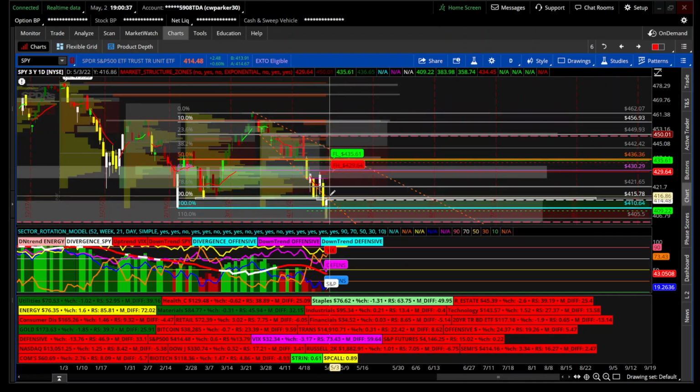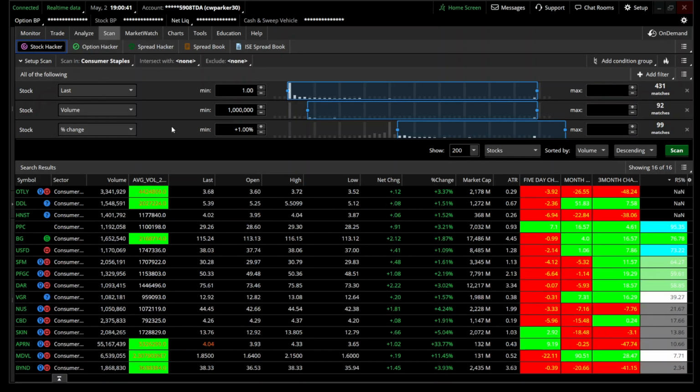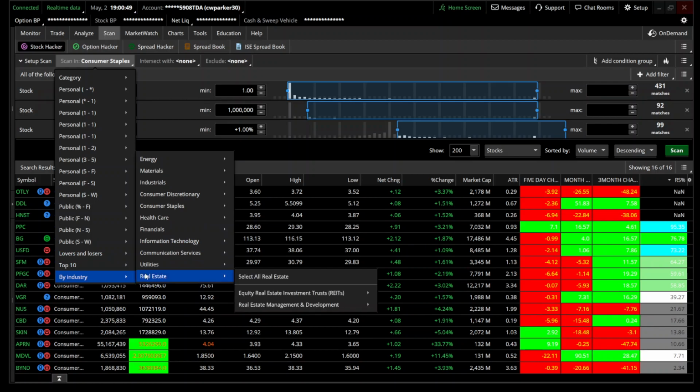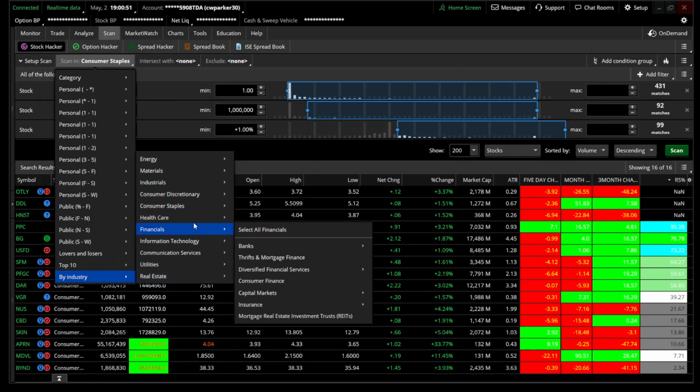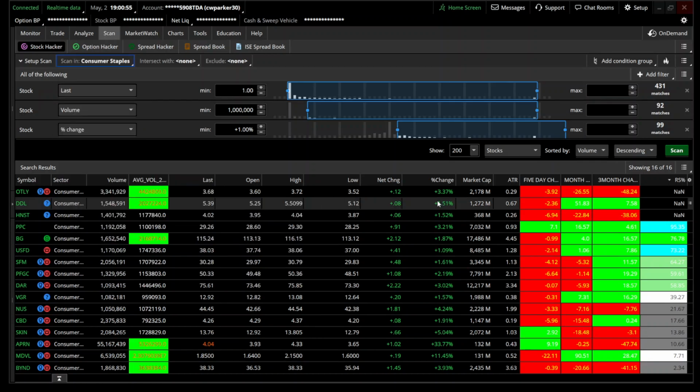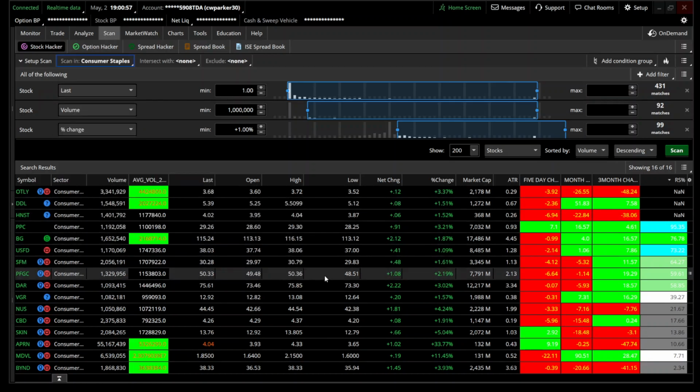One of the other things, how we see the staples is green right now, we can actually go over here to the scan, and I already have it in there. Consumer staples. I showed you this on the last video, I believe. But you just go to the industry. Staples is still green, so we can go to consumer staples. And I'm going to select all staples. And this is pretty much what it got back.